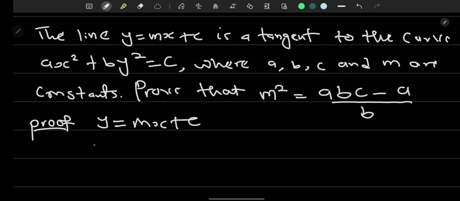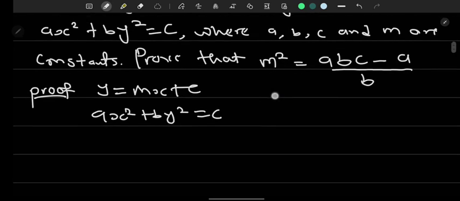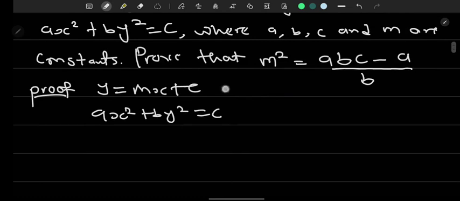Okay, so when you look at these two given equations, we have y equals mx plus c, which is a linear equation. And the other one, ax squared plus by squared equals c, is the equation of the curve. So when the line is tangent to the curve, that implies that the line only intersects the curve at a point. That's the meaning. And for something like this, we substitute. Let's call this equation 1 and this equation 2. So we substitute equation 1 in 2.